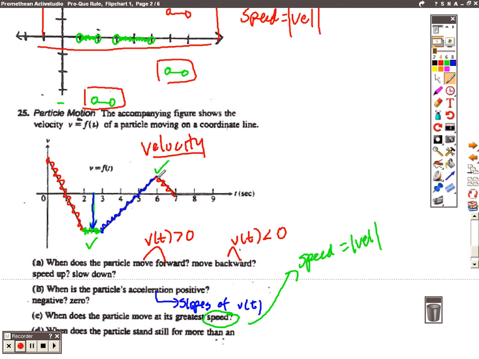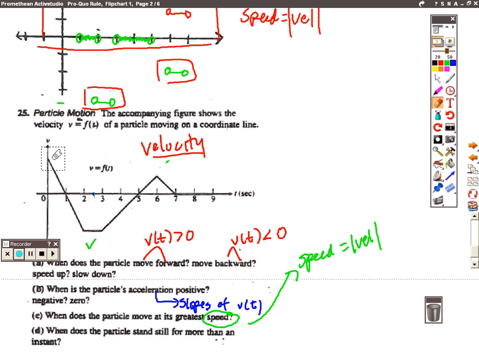Letter D, when does the particle stand still for more than an instant? Okay, well, if you look at the graph, if the particle is standing still, that is, the velocity is 0. And the only places that the velocity is 0 is at 1, 5, and 7. So there's no period of time that the particle stands still for more than an instant.